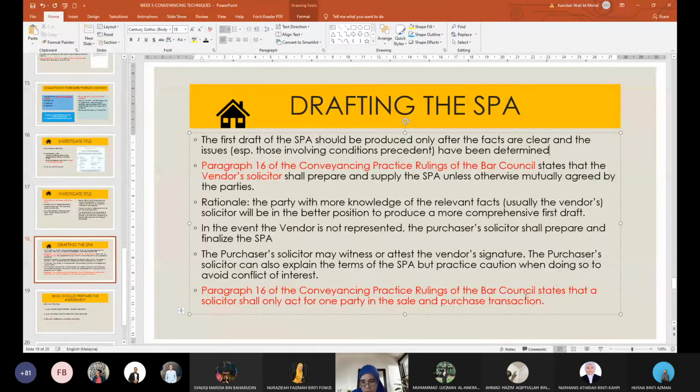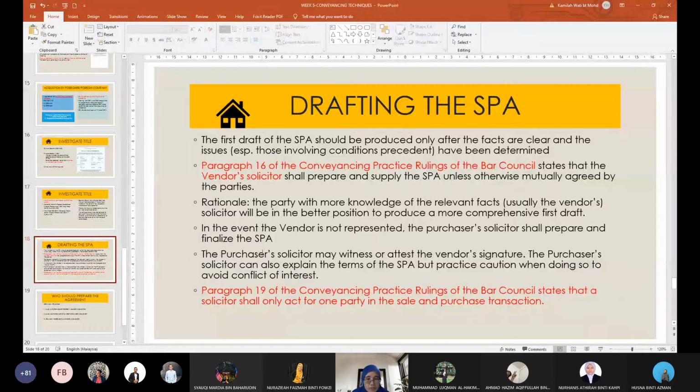Paragraph, this is not paragraph 16, I think it's another paragraph, I'll check again later. Of the Conveyancing Practice Ruling states that the solicitor shall only act for one party in the sale and purchase transaction. Hold on. Paragraph 19, paragraph 19 of the Conveyancing Practice Ruling of the Bar Council states that the solicitor shall only act for one party in the sale and purchase agreement.